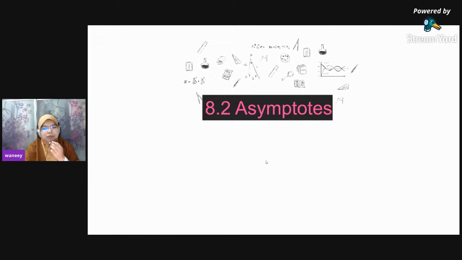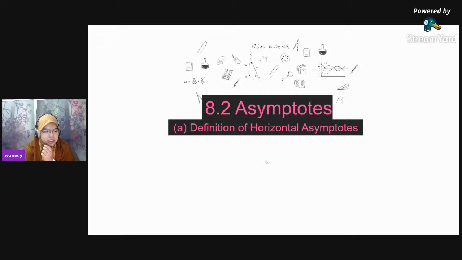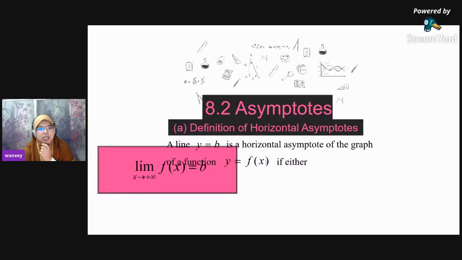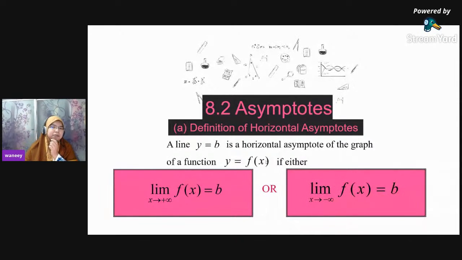Okay, so we are done with the vertical asymptote. Now let us proceed with the horizontal asymptote. A line y equal to b is a horizontal asymptote of the graph of a function y equal to f(x) if either the limit as x approaches positive infinity of f(x) equals b, or the limit as x approaches negative infinity of f(x) equals b.